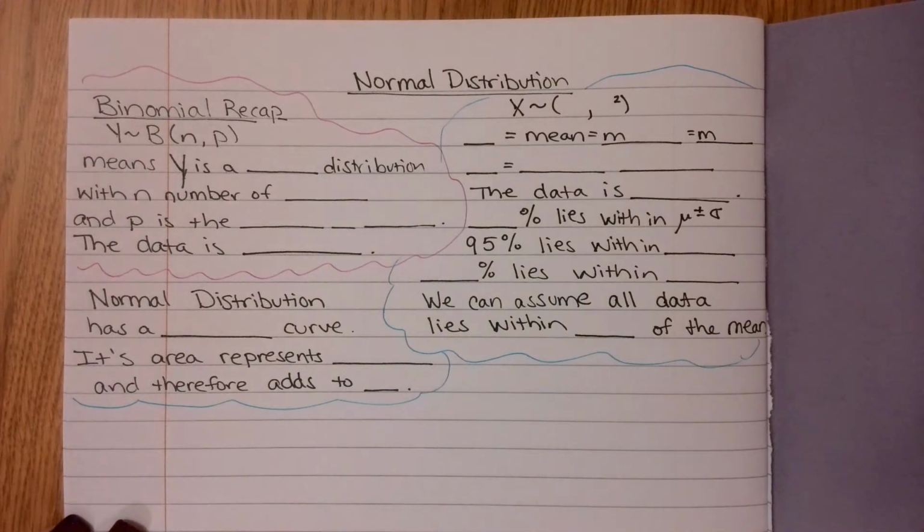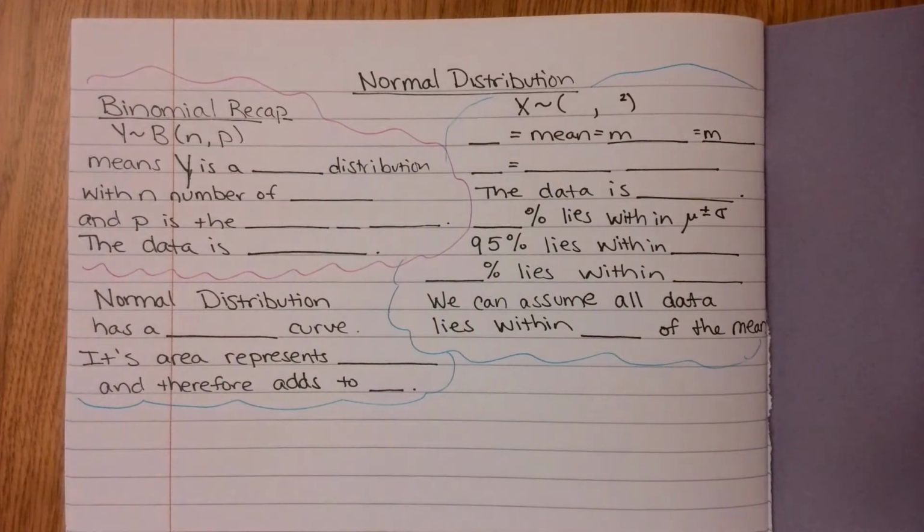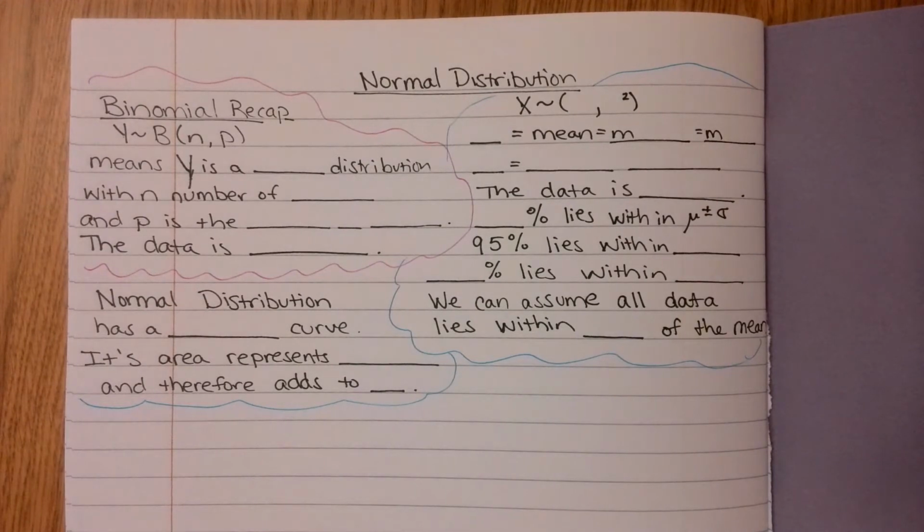Okay, so to start today's lesson, we are going to have you fill in the blank on the knowledge you should have of the basic background of normal distribution and a bit of a recap of binomial. So please go ahead and pause the video now and see if you can fill in the blanks. You should have done that by now.